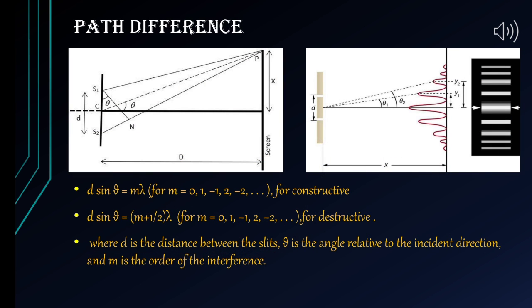Now coming to path difference. d sin theta is equal to m lambda is the formula for constructive interference, for m is equal to 0, 1, minus 1, 2, minus 2, etc. Now d sin theta is equal to (m plus 1/2) times lambda is the formula for destructive interference, where m is equal to 0, 1, minus 1, 2, minus 2, etc. As you can see in the diagram, d is the distance between the slits, theta is the angle related to the incident direction of the wave, and m is the order of interference.